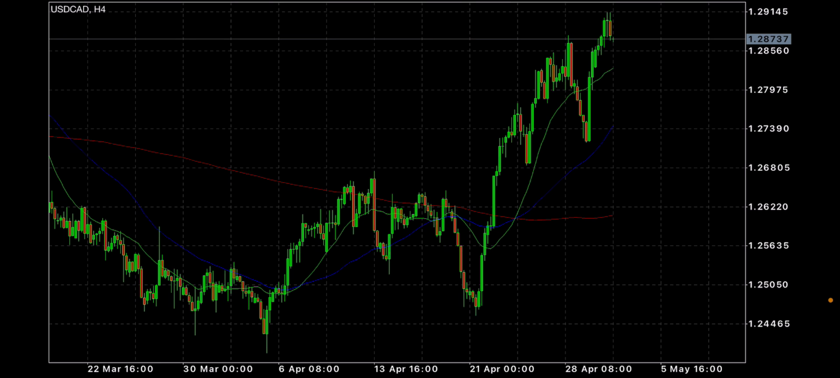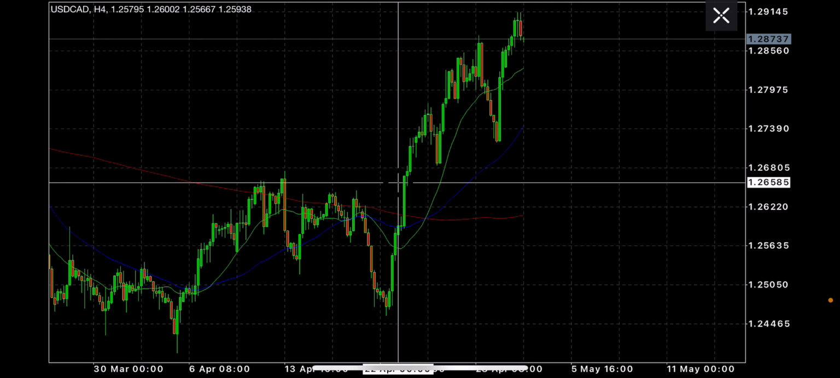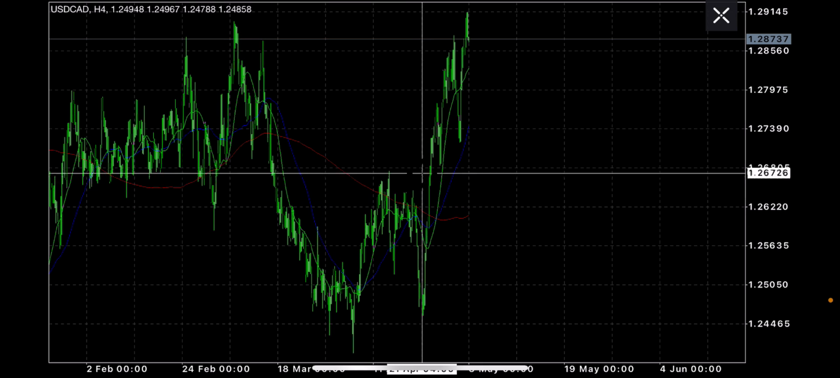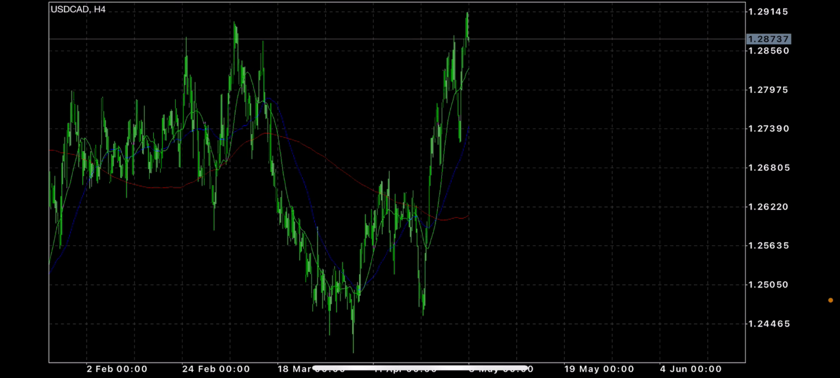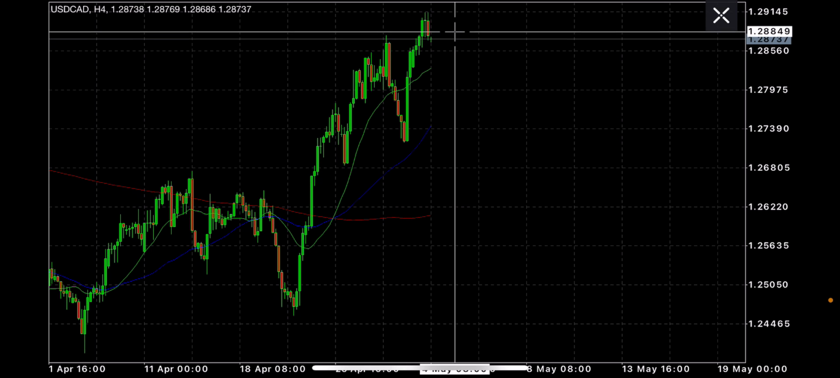Okay, so now that we got the fundamentals out of the way, let's discuss what's happening on the chart. As you can see, we were going down for some time, then we came up, came down, and then came up very aggressively. So we're looking like we're going to be due for some retracement. How far can we retrace?